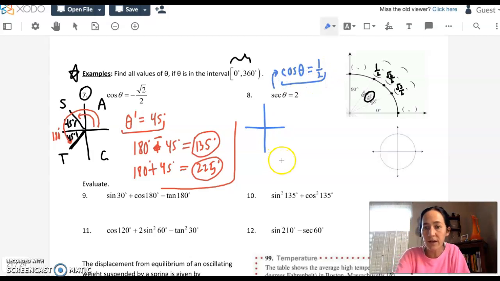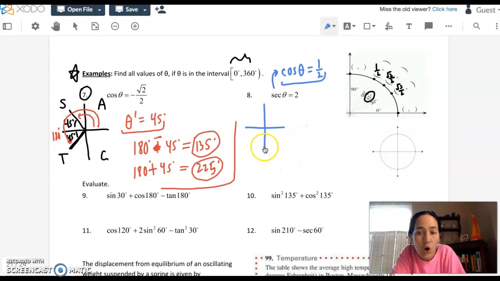Well, that tells me I got to think ASTC, where is cosine going to be positive? Should be the exact opposite two quadrants of the ones we got in number 7, where it was negative. All trig functions are positive in quadrant 1, and cosine and its reciprocal secant are also positive in quadrant 4. So let's get a reference angle, and we could see if we get 2 answers for this one as well.